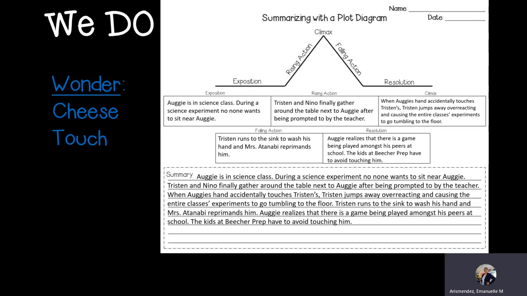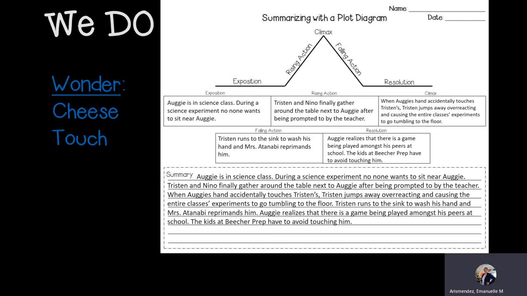So again, we put this all into a summary, and it's everything that we just said. Augie is in science class. During a science experiment, no one wants to sit near Augie. Tristan and Nino finally gather around the table next to Augie after being prompted to by the teacher. When Augie's hand accidentally touches Tristan's, Tristan jumps away, overreacting and causing the entire class's experiments to go tumbling to the floor. Tristan runs to the sink to wash his hand, and Mrs. Adanabi reprimands him. Augie realizes that there is a game being played amongst his peers at school. The kids at Beecher Prep have to avoid touching him.